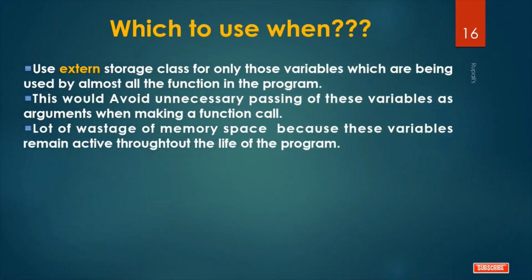Use the external storage class for only those variables which are being used by almost all the functions in the program. This would avoid unnecessary passing of these variables as arguments when making a function call. Declaring all the variables as external would amount to a lot of wastage of memory space because these variables remain active throughout the life of the program.